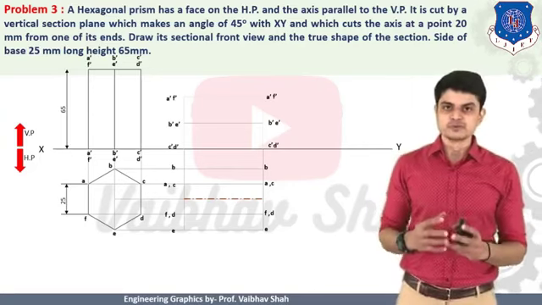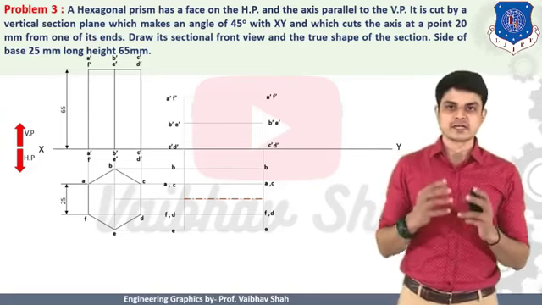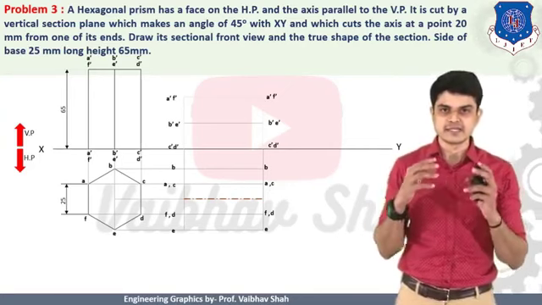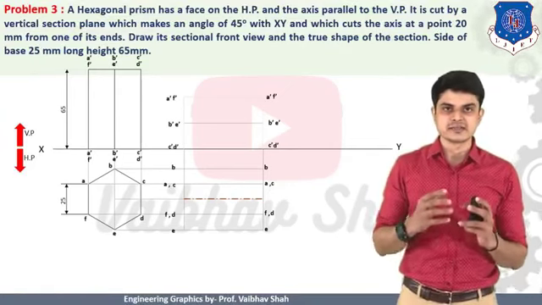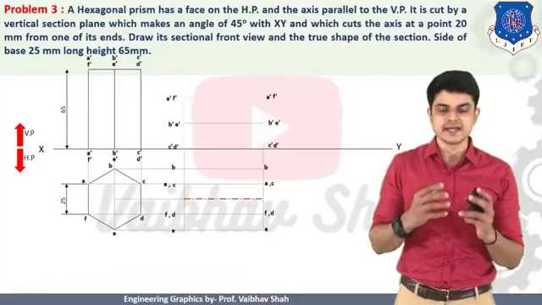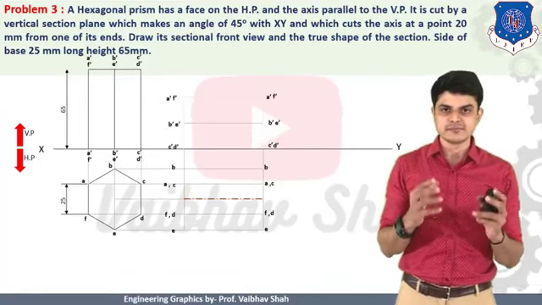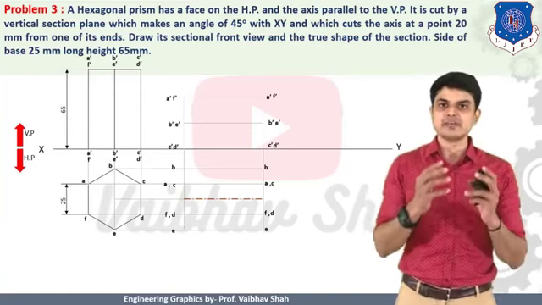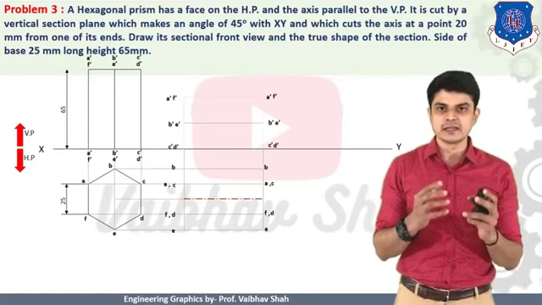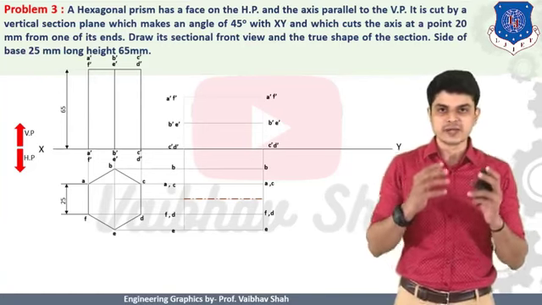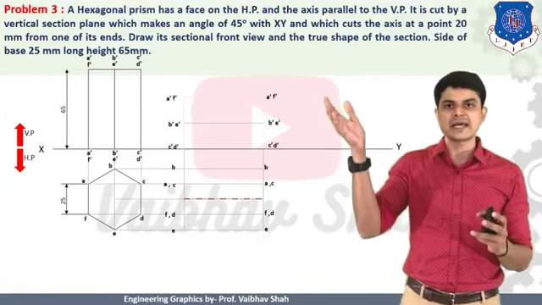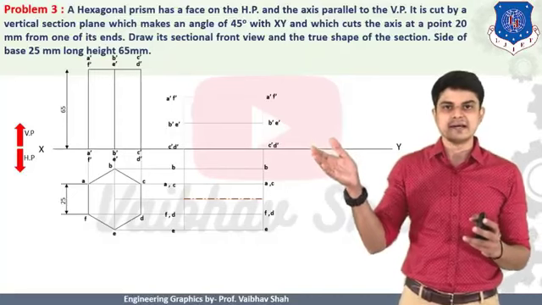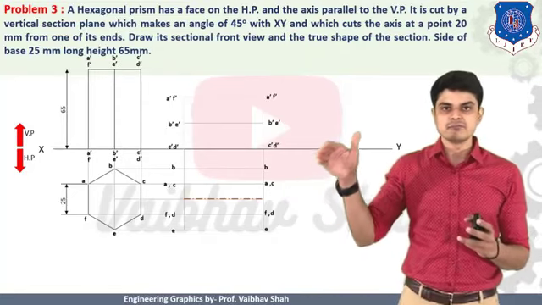Now, what should we do? The next task is to place our cutting plane. We said that we have a vertical section plane. The vertical section plane makes a certain angle, 45 degrees, with the XY line. A vertical section plane is one making an angle with your vertical plane. So if this is the XY line and above this line is your VP, then the angle made with the VP would be the line below this XY line.